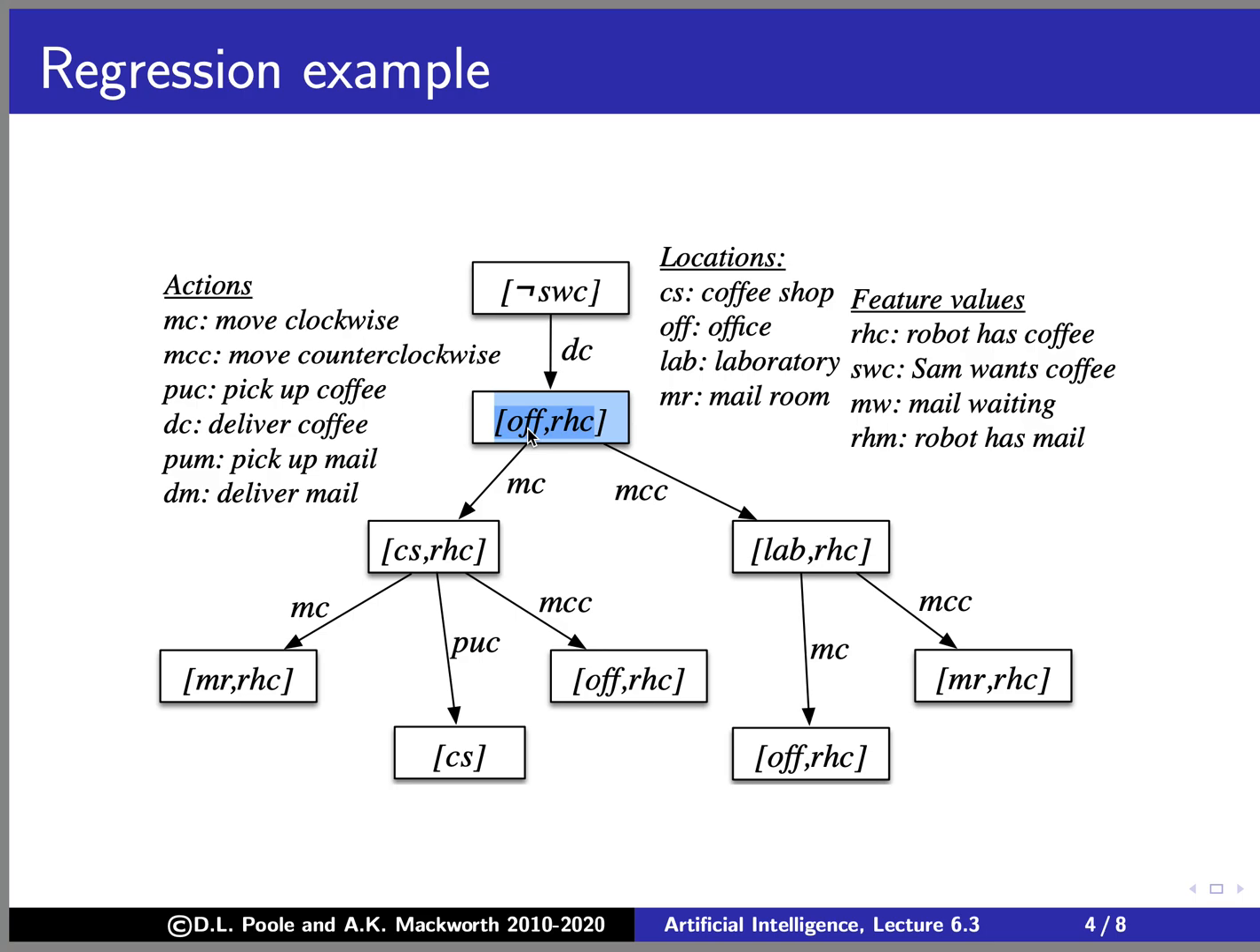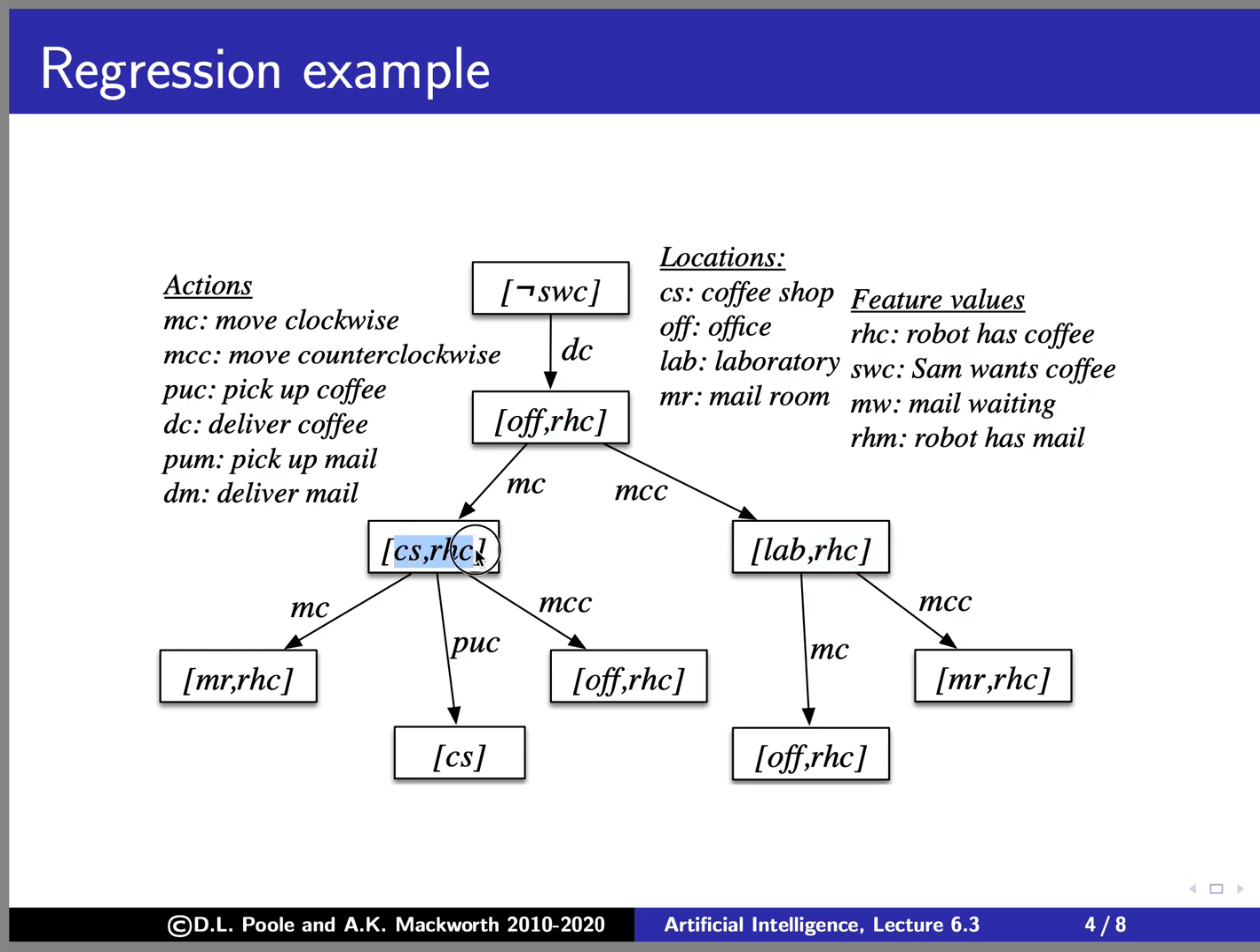There are only two actions that can achieve this. One is to move clockwise, and that achieves the fact you're in the office, and you have to be in the coffee shop. So you can move clockwise from the coffee shop to the office, and moving clockwise keeps Rob has coffee, so Rob has coffee still has to be true before the action of moving clockwise. Or you can move counterclockwise if the robot was in the lab. And in order for the robot to have coffee afterwards, the robot has to have coffee before.